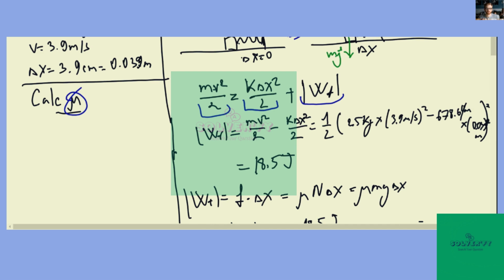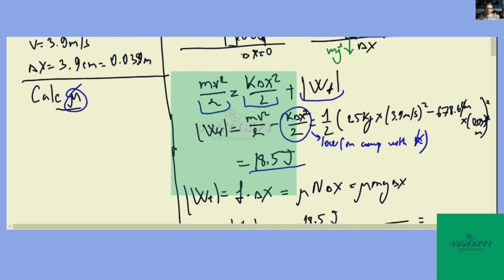Now we can calculate this absolute value of the work of the friction force, and it equals mv squared over 2 minus k delta x squared over 2, which turns out to be 18.5 joules. As we can see, this component is quite low in comparison with kinetic energy. Therefore, the block is mostly stopped due to the friction.